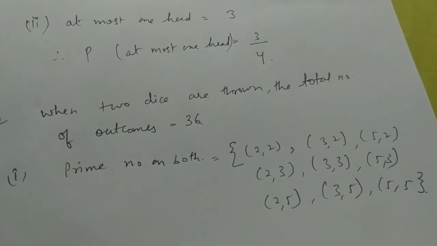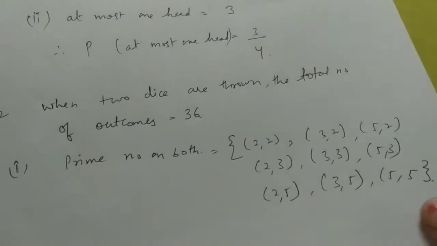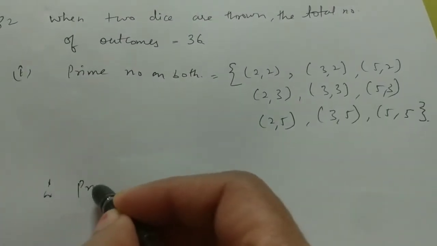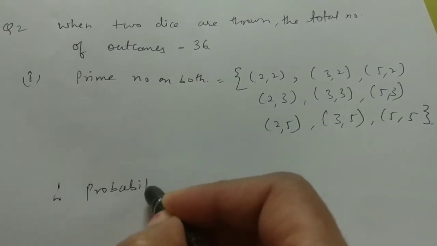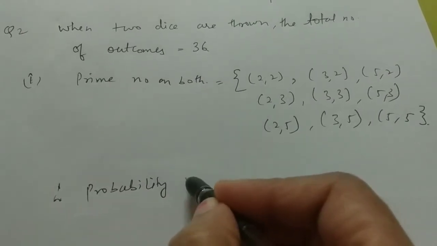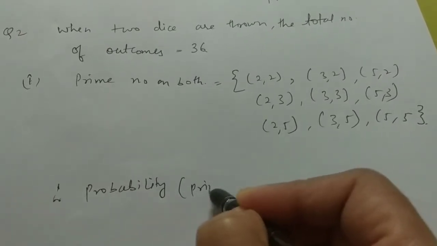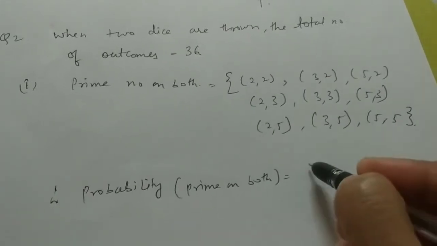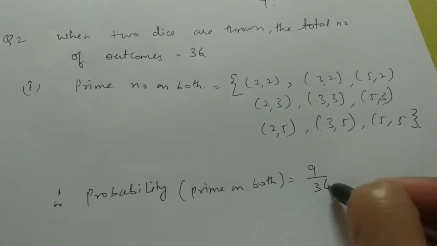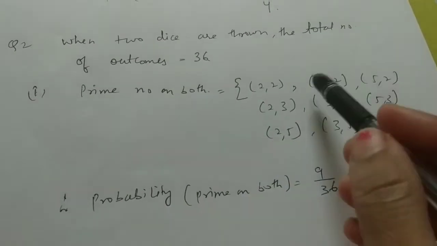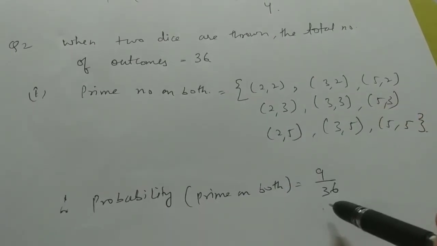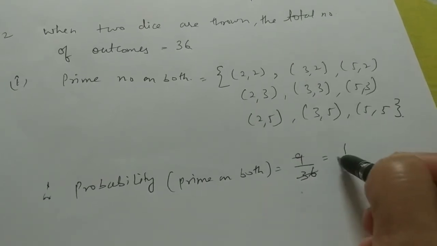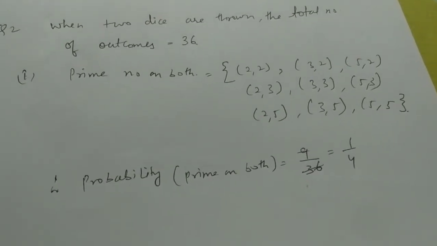So therefore the probability of a prime number on both would be 9 by 36. These outcomes are 9 in number and 36 is the total outcomes. So 9 ones are 9, 9 fours are 36, so 1 by 4.